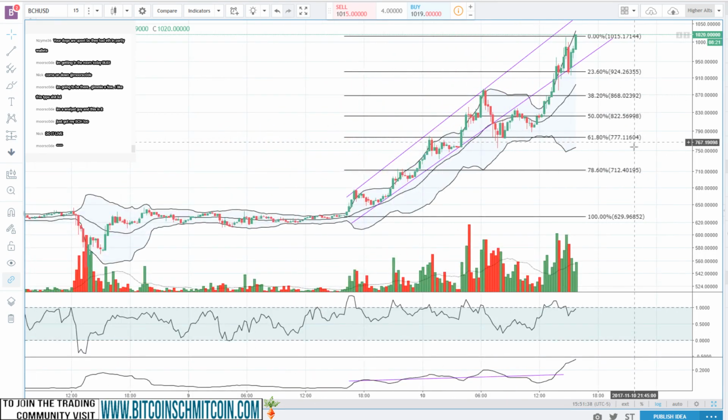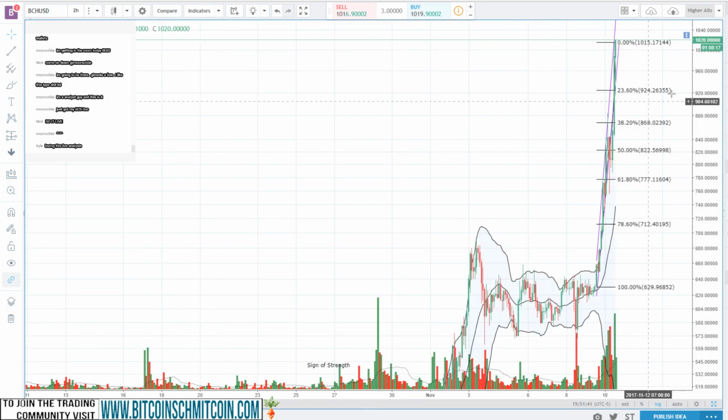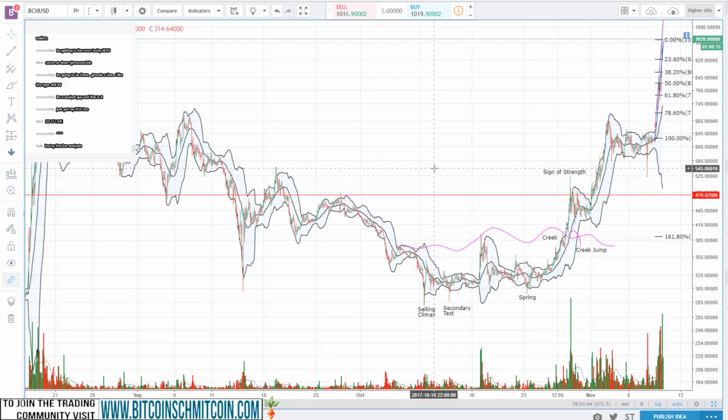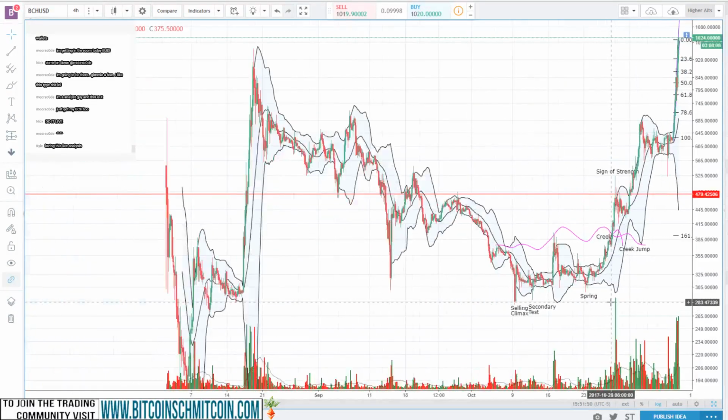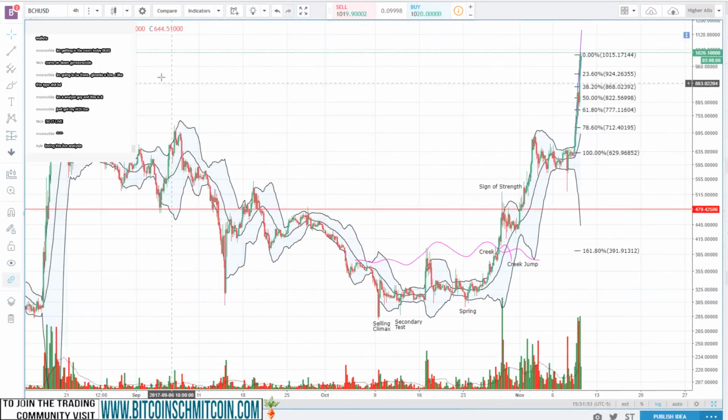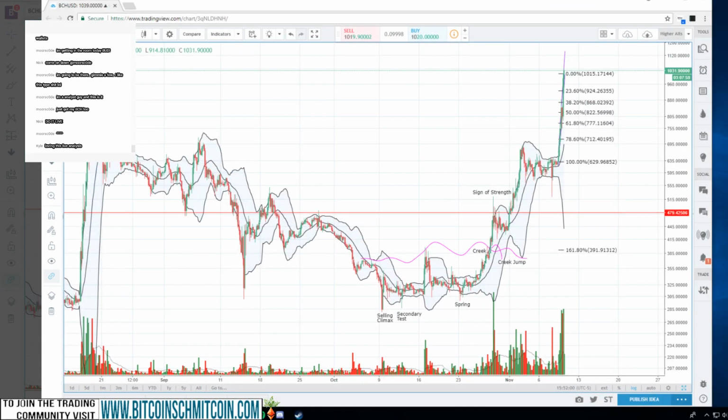It would make a really nice cup and handle setup on the 120-minute view. If we zoom out, let's make it 240. On the 240 view, we're kind of making a nice cup and handle. If we retraced to 820, that would give us a cup and handle. A cup and handle is an upward continuation pattern. We see the volume making a cup, and typically we want to see a nice little handle. If we double top on the Bollinger Bands and retrace to the 38, that would give us a nice handle for a continuation upward with a massive price target. It'd be like 2K or something crazy like that.